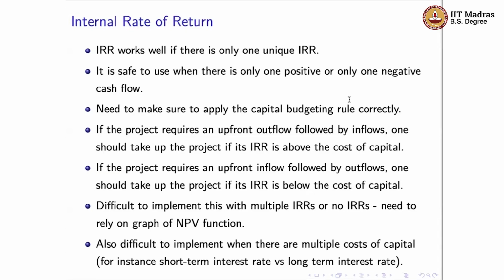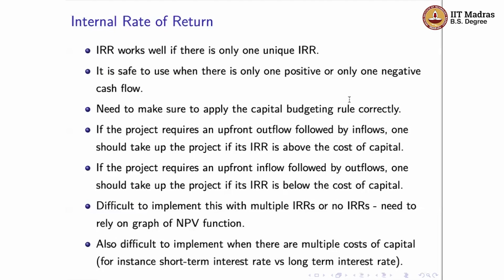The difficulty is that it's very difficult to implement this capital budgeting rule if you have got multiple internal rates of return or no internal rate of return, right? In that case, you have to rely on the graph of the NPV function to see whether it is forever positive or forever negative if you have no IRRs. If you have multiple internal rates of return, then you need to figure out, by looking at the graph of the NPV, whether it is worthwhile to take up the project at that particular rate, right?